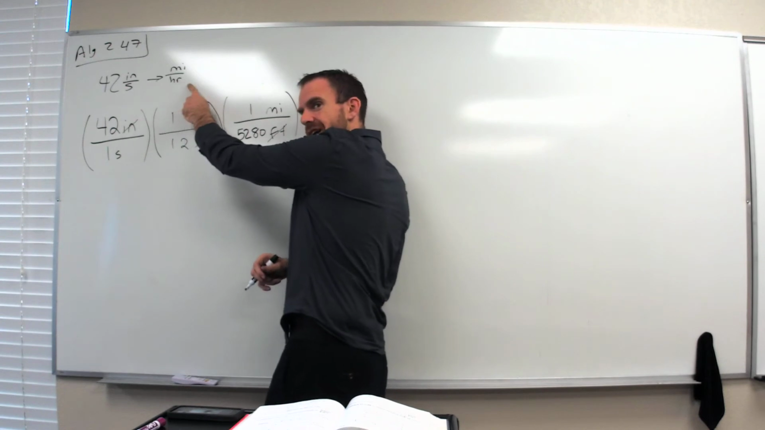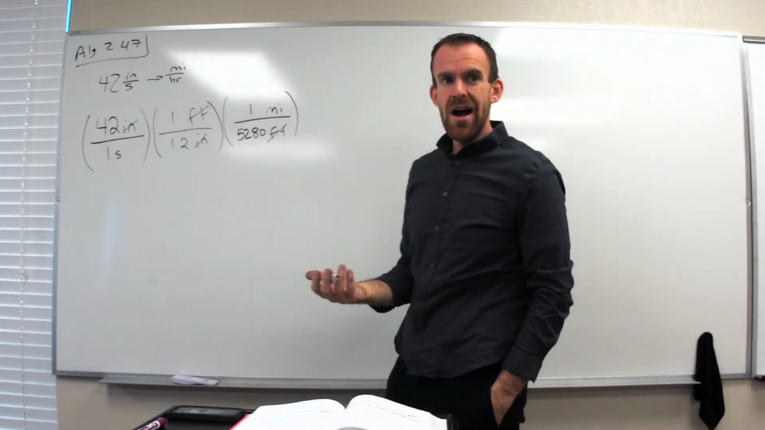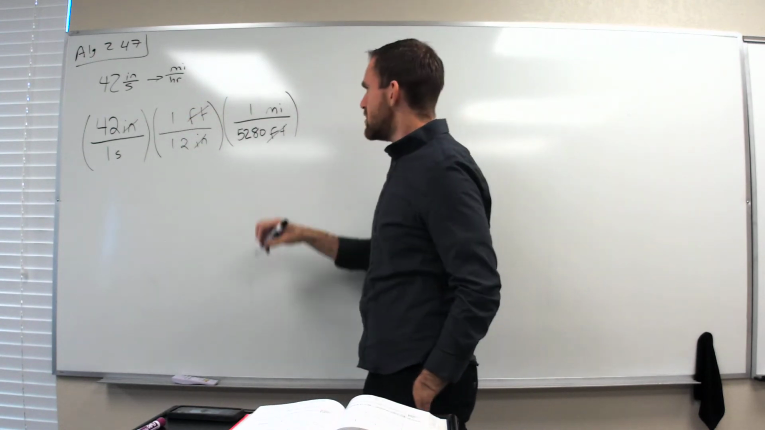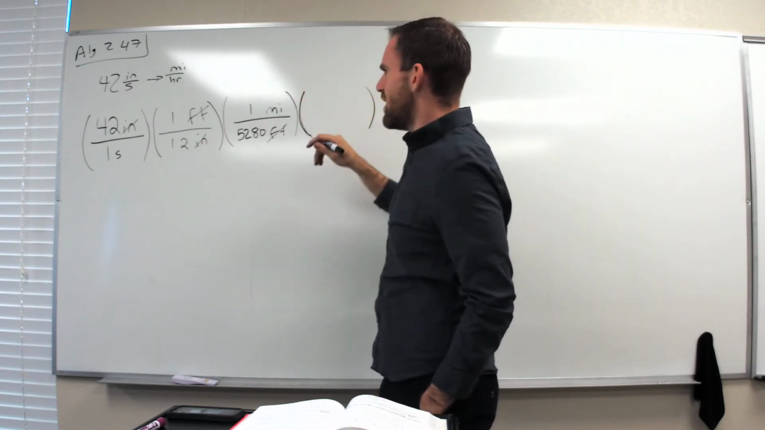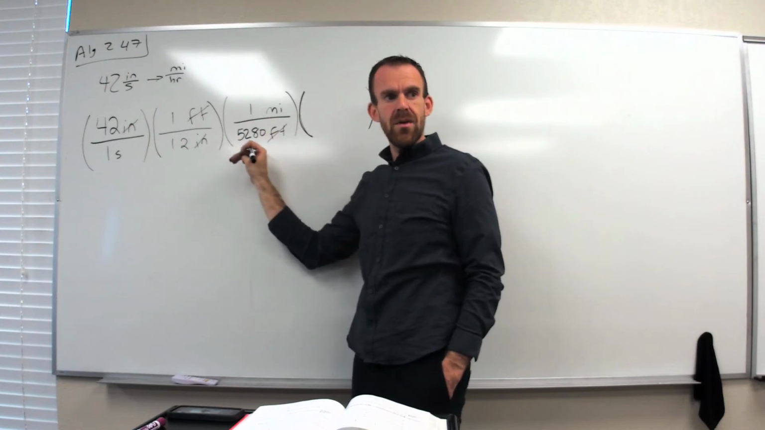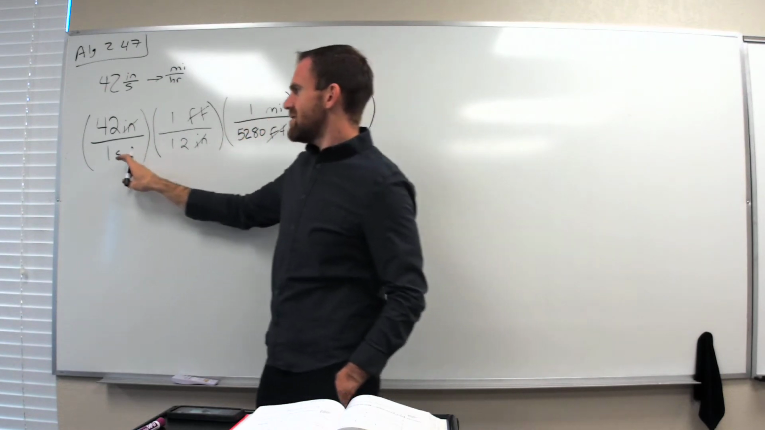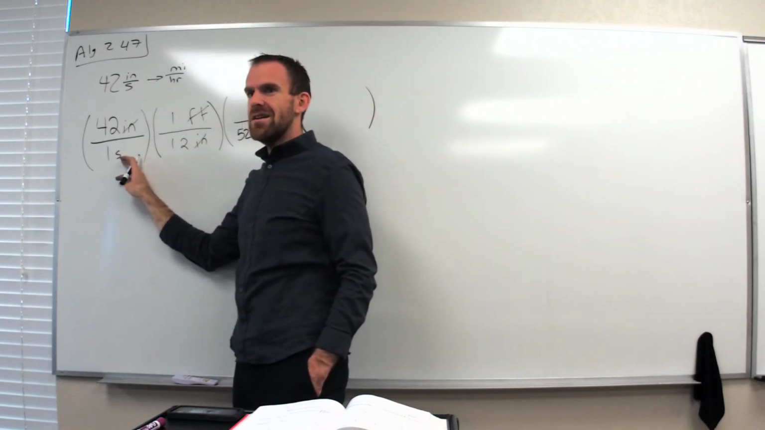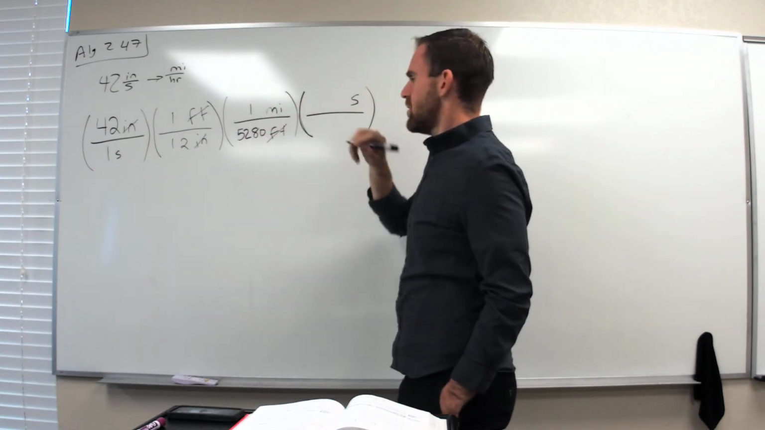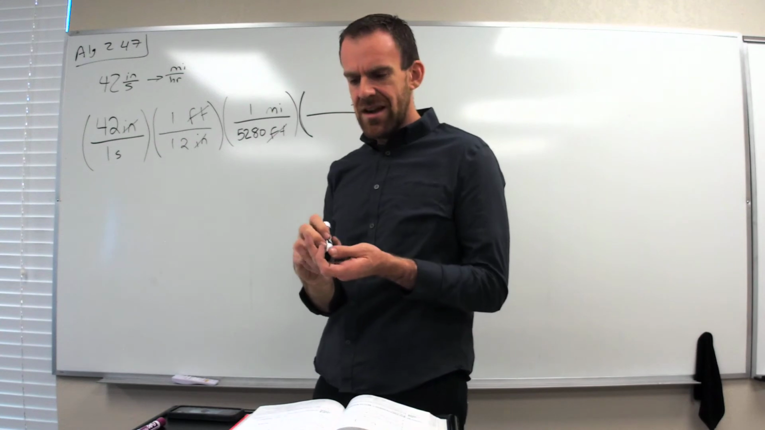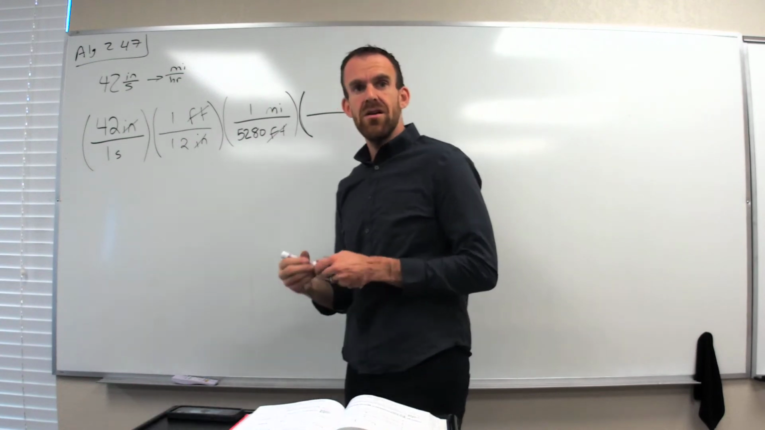Do I want miles per second? No, I want miles per hour, so I have to keep going. Now this is where it gets funky, because usually the things that we wanted to get rid of were on the bottom. But now, since seconds is on the bottom, if I want to cancel it, it's going to have to cancel on top. Because in order to cancel something, it has to be on the other side of the fraction bar.